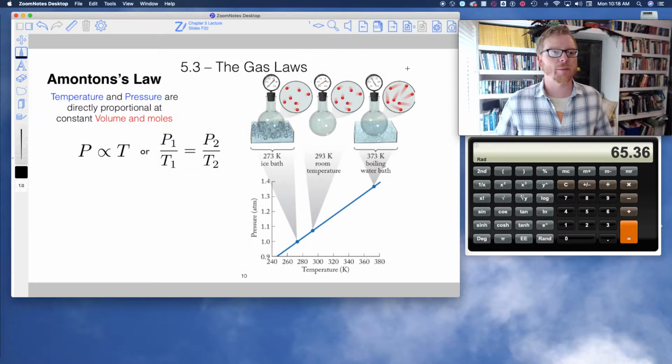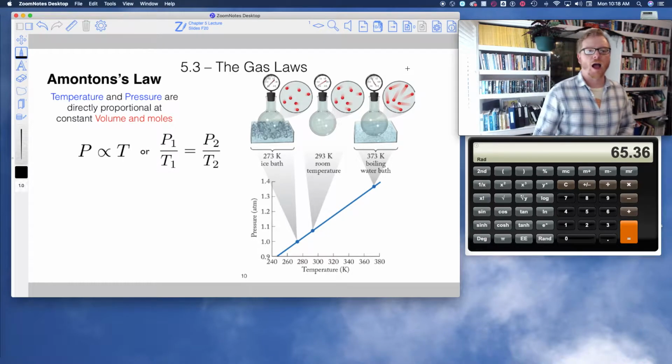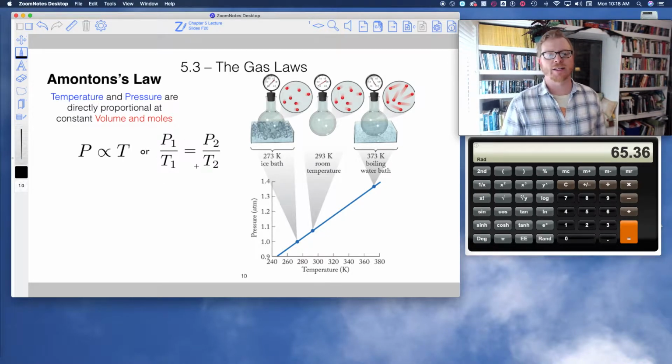Okay, so now the last one I'm going to talk about is Amontons's law. Amontons's law says that pressure is directly proportional to temperature. Or in other words, P1 over T1 is equal to P2 over T2. So this graph, somehow I copied and pasted two graphs onto my Charles's law. So that's what happened here.